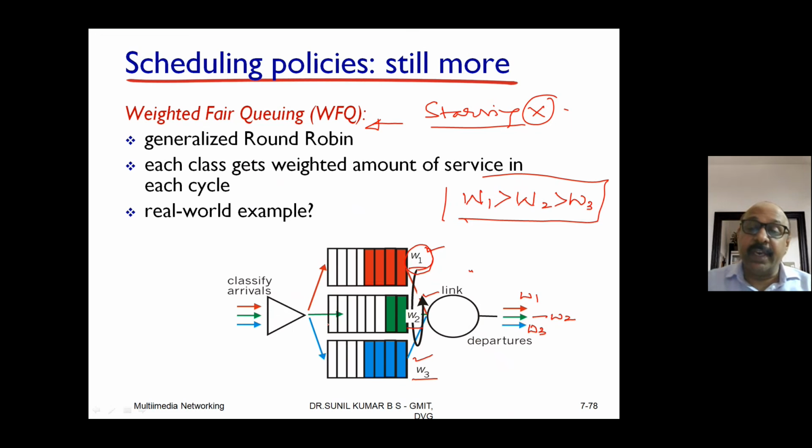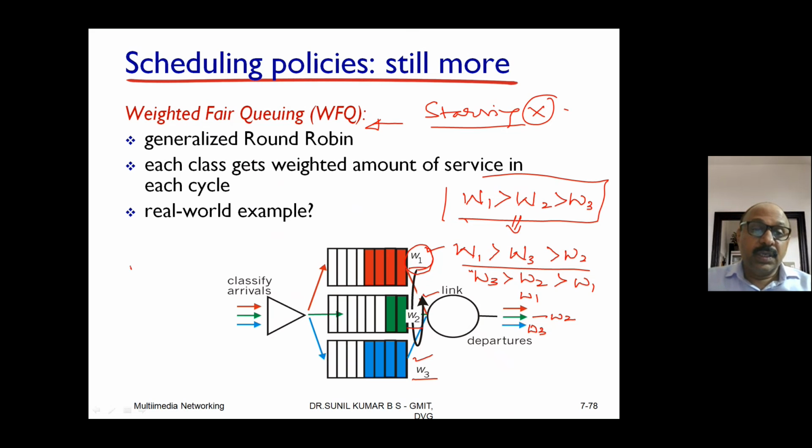This weight can be varied. This may be considered in a different way. W1 has got a higher priority than W3, but W3 has got higher priority than W2. That can also be done. Or again, the reverse of this. W3 has got the highest priority, W2 next, W1 next. So likewise, different priorities are adopted.